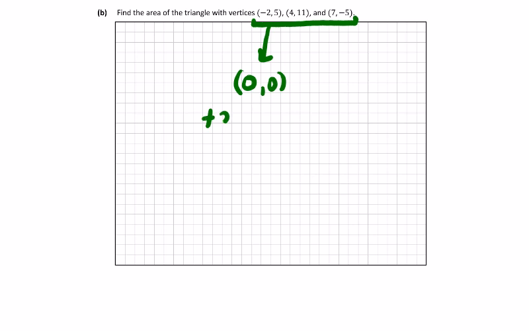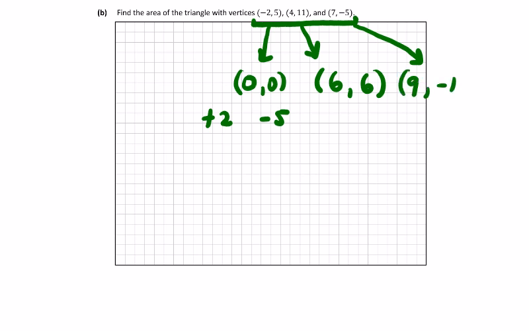So we're adding 2 to x and we're taking away 5 from y. So we do the same to (4, 11). We add 2 to get 6 and take away 5 to get 6. And if we do the same to (7, -5), we add 2 to 7 and take away 5 from minus 5, and we're going to get (9, -10). So this is the pattern we used before.